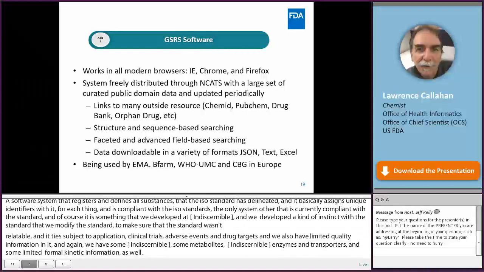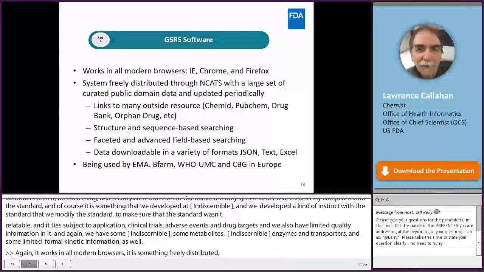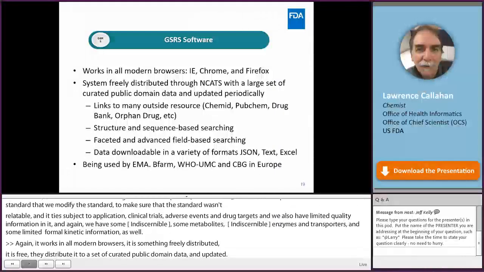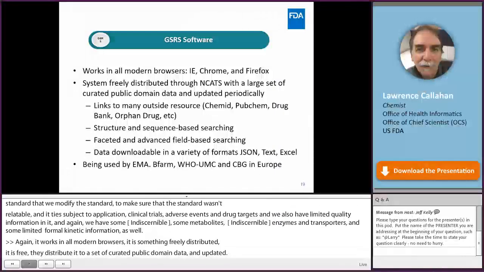Again, it works in all modern browsers. It's something that's freely distributed, that's cost-free. It's through NCATS, and they distribute it with a large set of public domain data, and it's updated periodically, usually on a monthly or bi-monthly basis. It links to many outside sources. It has structure and sequence-based searching, faceted, advanced field-based searching, and the data is downloadable in a variety of formats.